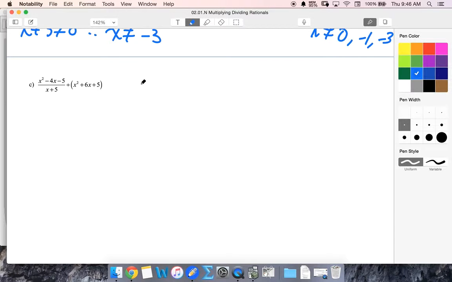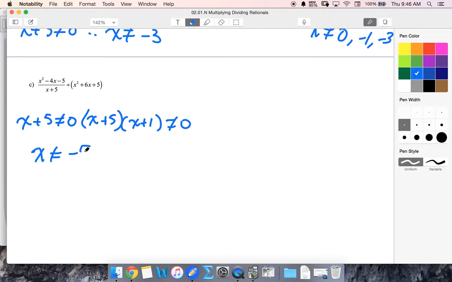So I'm dividing by x plus 5 over here. So I see that x plus 5 cannot be 0. I'm also dividing by this whole thing. So if I factor that, that's x plus 5 times x plus 1 cannot be 0. So from those together, x cannot be -5. That's also this solution. And this one is -1. So this is like that over 1, so I'm going to flip it over.